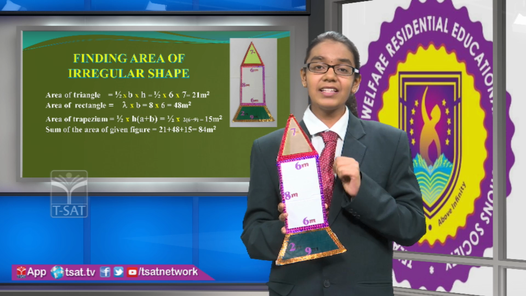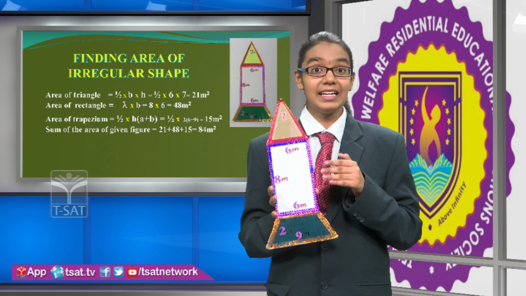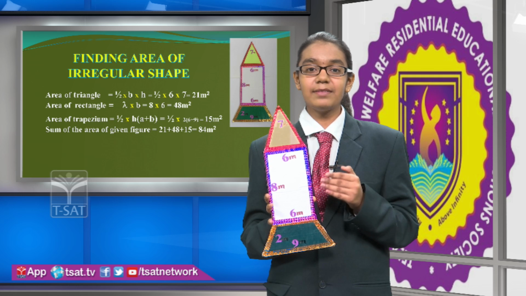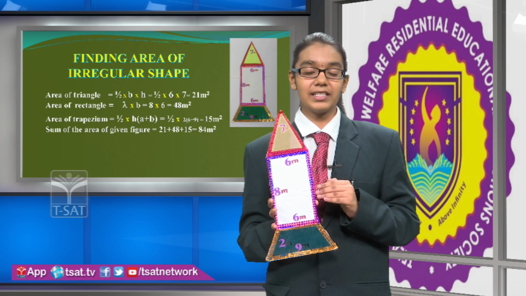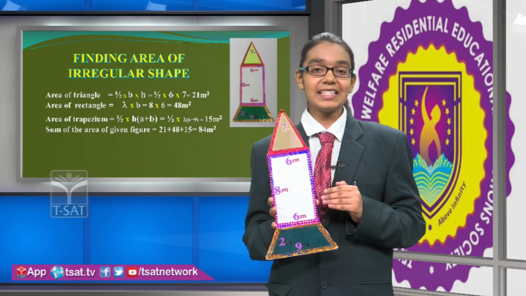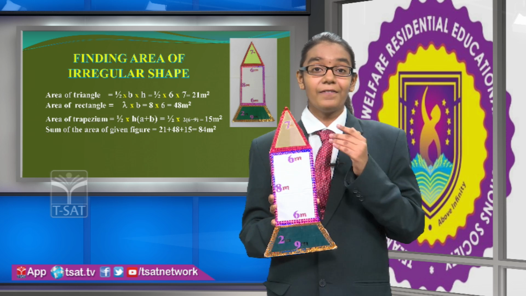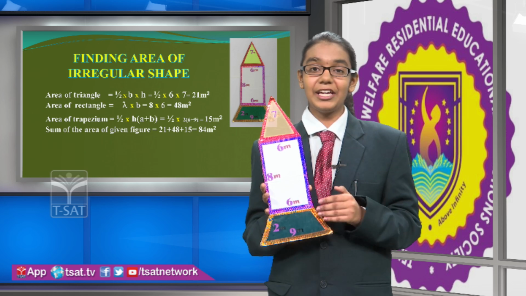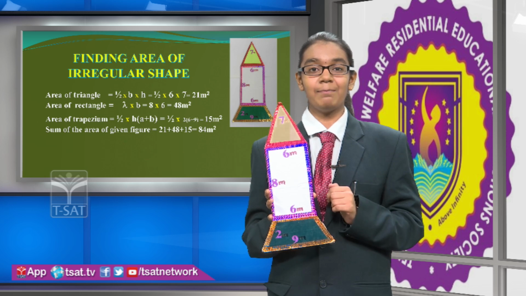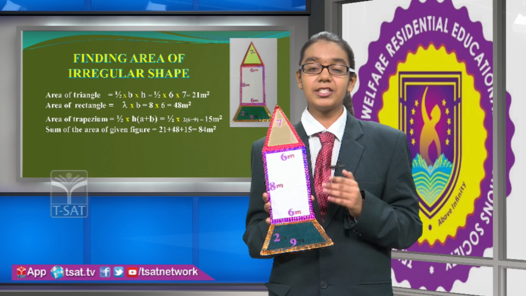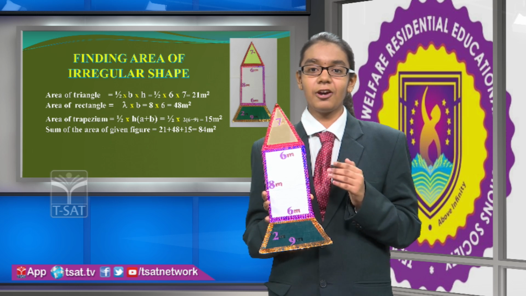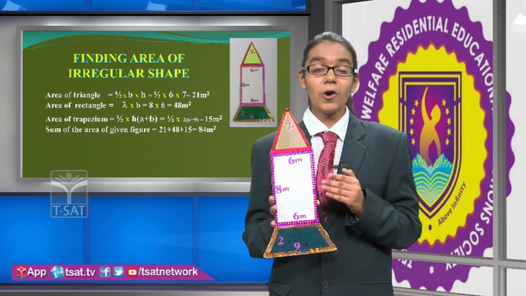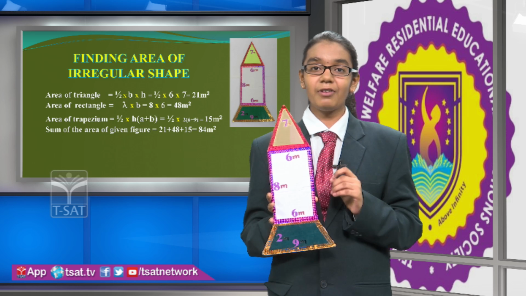In the same way, now let's calculate the area of the rectangle. Area of rectangle is length into breadth. Here the length of the rectangle is 8 meters and the breadth of the rectangle is 6 meters. So now if we multiply 8 and 6, we'll get 48. So the area of the rectangle is 48 square meters. In the same way, the area of the trapezium is half h into a plus b. Here height of the trapezium is 2 and value of a is 6, value of b is 9. If we simplify that, we'll get 15. So the area of the trapezium is 15 square meters.